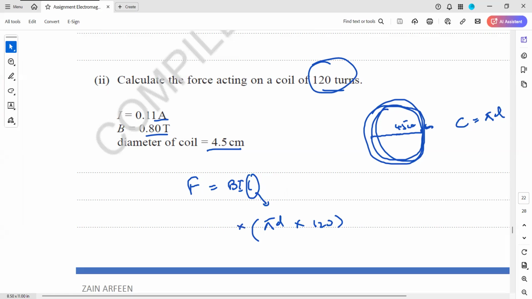So I is the current, 0.11, and the strength of the magnetic field is 0.8 Tesla. We'll get the value for F, but keep in mind the diameter is given in centimeters, so 0.045 meters will be used. So the length of the wire in the magnetic field, times the current which is passing through, times the strength of the magnetic field, will tell us how much force this wire will experience. So it is only 1.5 Newton as a force this wire will experience.